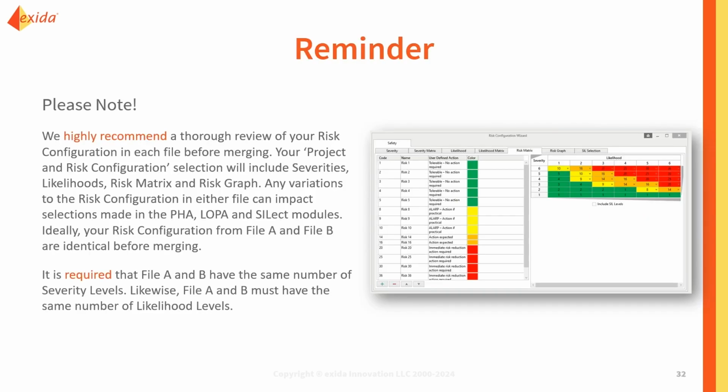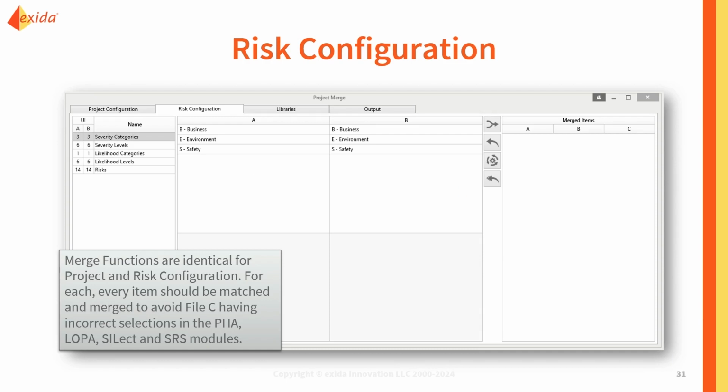And so we want to be careful when we do this to go through these and make sure that you're essentially matching identical. Again, if you find in here that there is something that is different between the risk configurations, you can always X out, fix it in the origin files, and start again. But here you're going to walk through the severity categories, levels, likelihood categories, levels, and the risk levels, and make sure that they all have a match and that those matches make sense for file C.